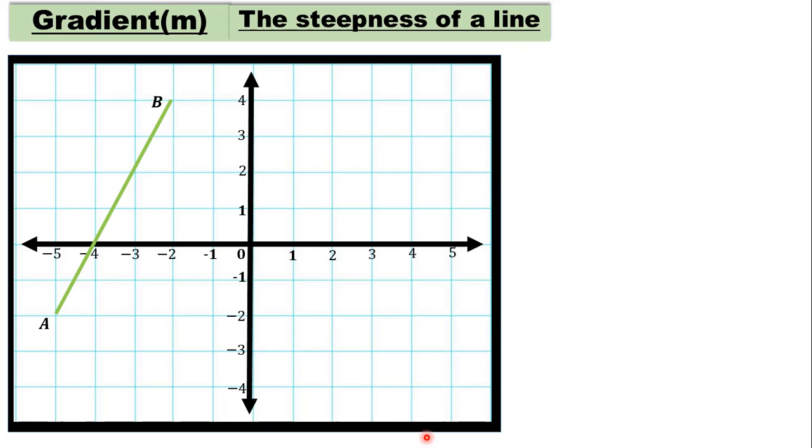If we need to calculate the gradient of this line, we just have to look for 1 unit in horizontal direction, how much the line is moving in the vertical direction. Just look over here. For 1 unit in x direction, this line AB is moving 2 units in the vertical direction. 1 unit in x, 2 units in y. And same goes for the third part of it. 1 unit in horizontal direction, and there are 2 units of it in the vertical direction. So the gradient of this line AB is equal to positive 2.